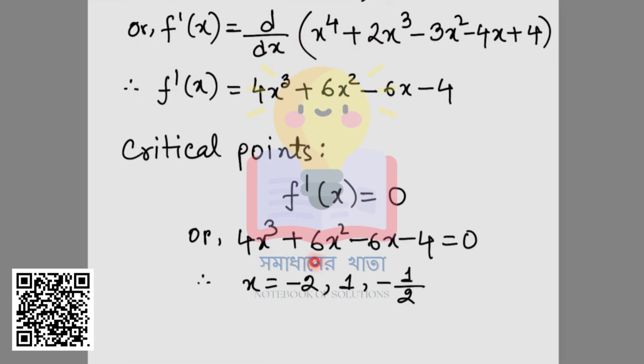Now, if we solve the first derivative, we get x equals minus 2, x equals 1, and x equals minus half. These are the three critical points of the given function.